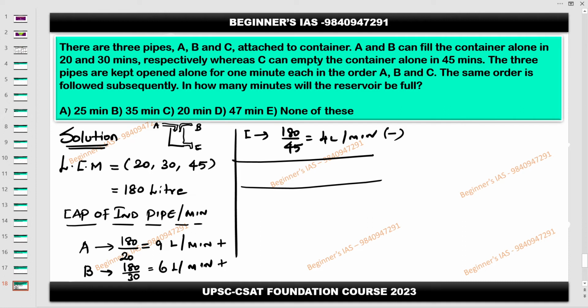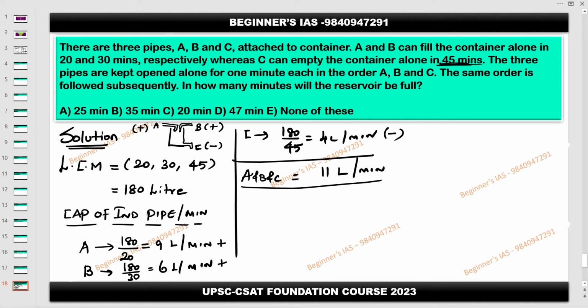Yesterday I mentioned, filling means you take it as a plus, emptying means you take it as a negative. That logic is simple. So 9 plus 6, 15, 15 minus 4, 11. 11 liters per minute. If A and B and everything is open, they are having a filling capacity of 11 liters per minute.